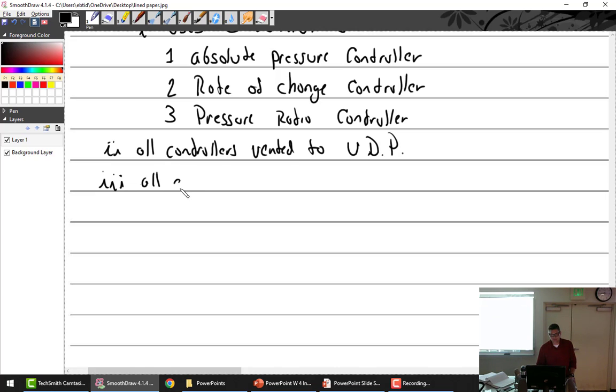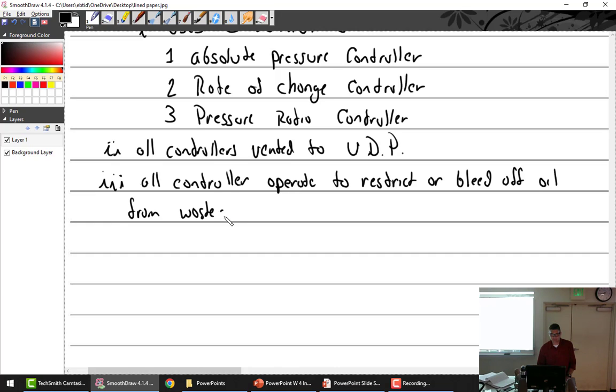All controllers operate to either restrict or bleed off oil. To restrict or bleed off oil from the wastegate, just like the Lycoming.